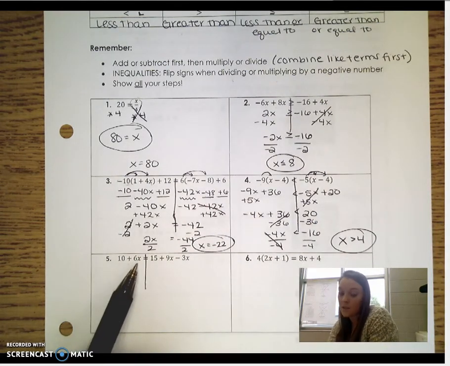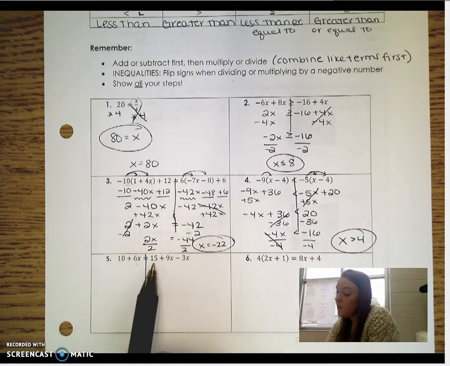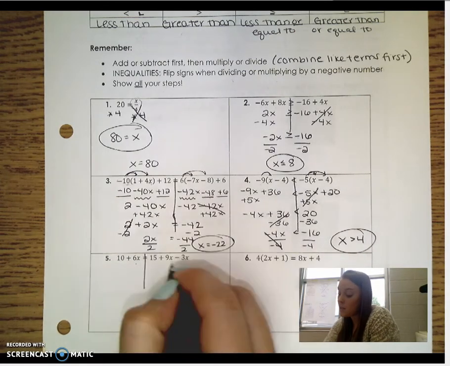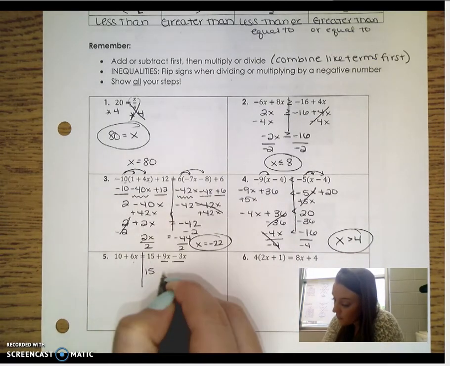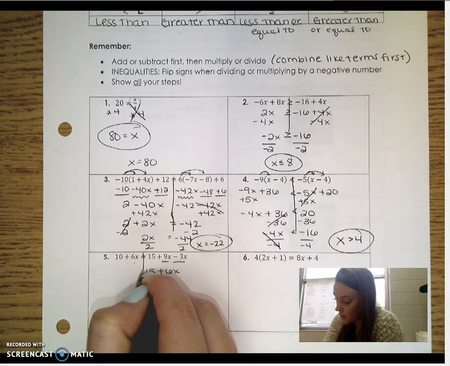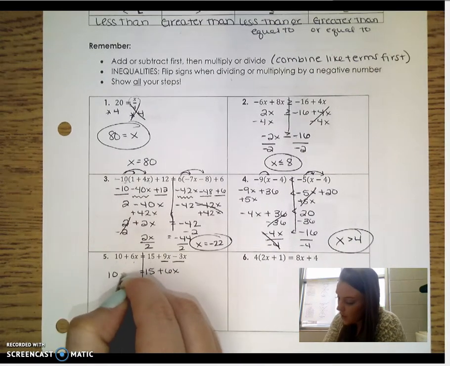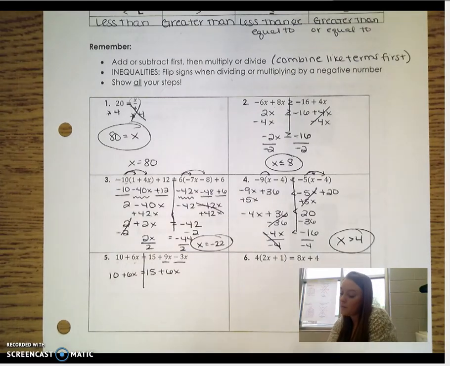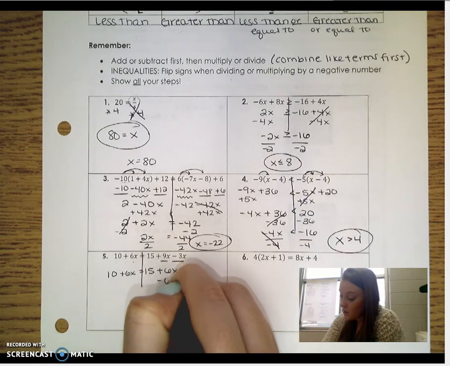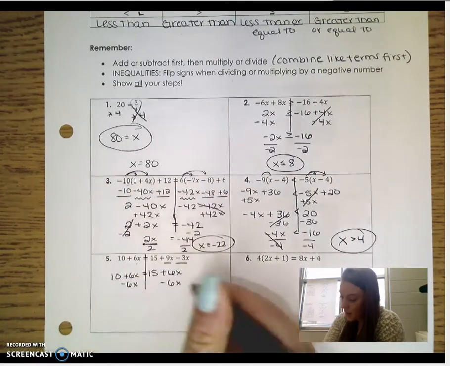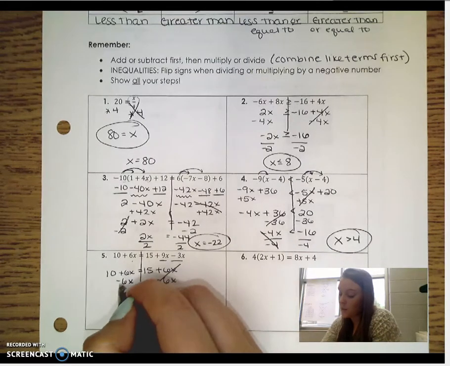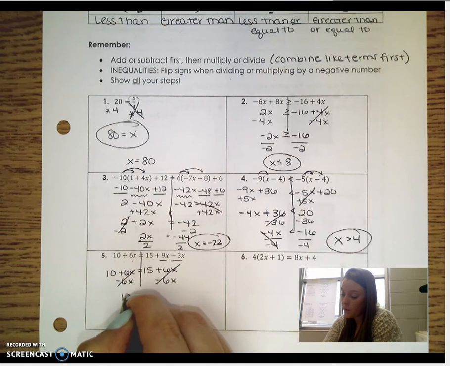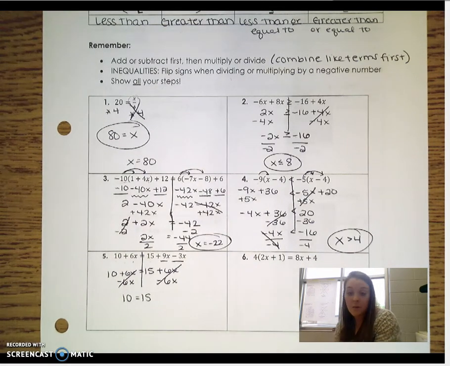So 10 plus 6x, there's nothing to combine over here. 15 plus 9x minus 3x, I have this 9x and minus 3x that can be combined. So I have 15 plus 6x equals 10 plus 6x. I need to get all of my numbers on one side, all of my variables on the other. So I'm going to move this 6x to this side. 6x minus 6x cancels out. Then you have 6x minus 6x again. That cancels out. So I'm left with 10 equals 15, which makes no sense.